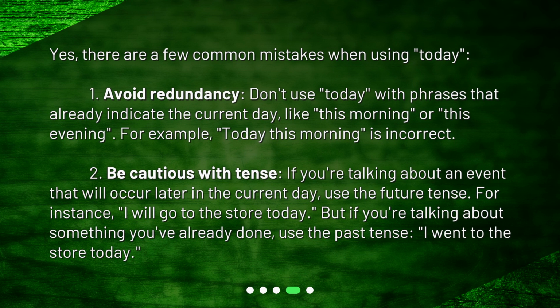2. Be cautious with tense. If you're talking about an event that will occur later in the current day, use the future tense. For instance, I will go to the store today. But if you're talking about something you've already done, use the past tense. I went to the store today.